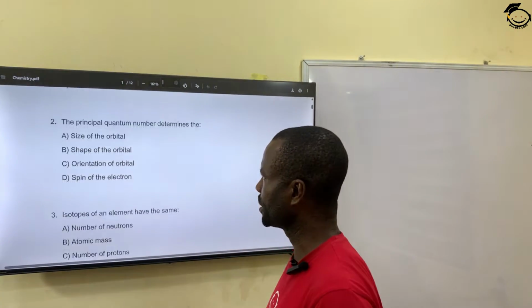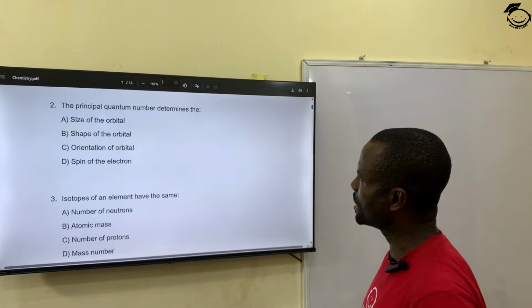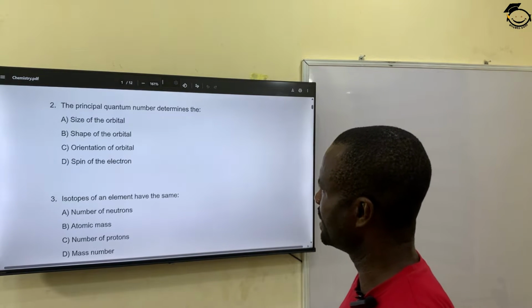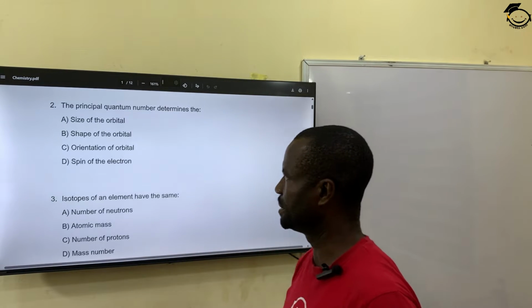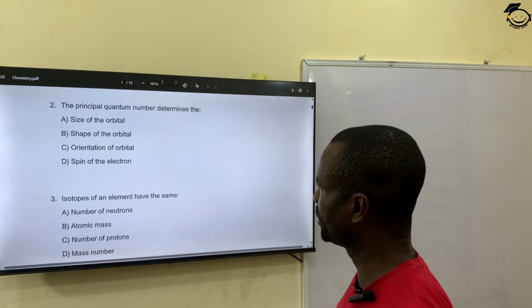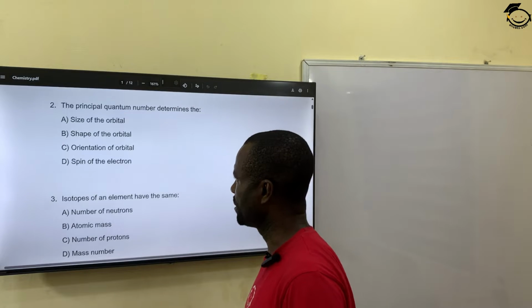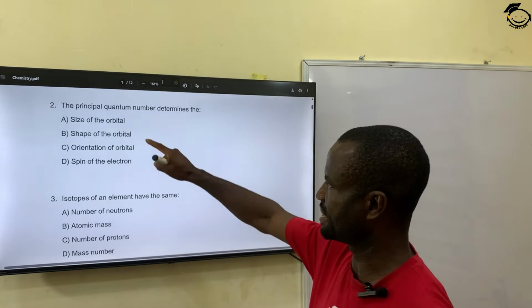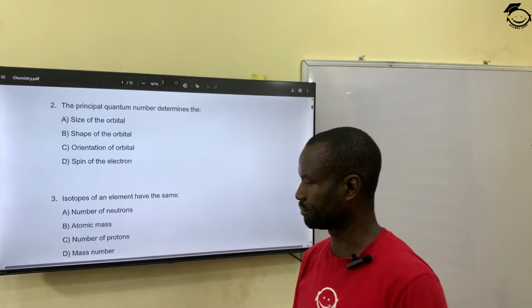Number two, the principal quantum number determines A, the size of the orbital, B, shape of the orbital, C, orientation of the orbital, D, spin of the electron. The correct answer is the size of the orbital, which is A.